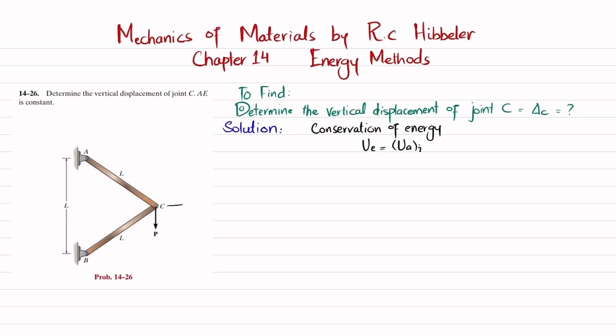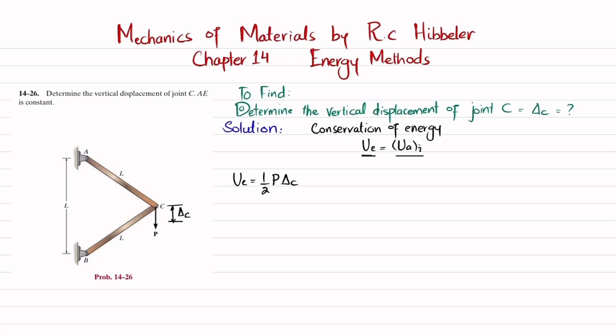So we know that due to this load, this joint C will move downward and it will cover this distance delta C. So due to this external load, we have strain energy due to external load, and that is equal to 1/2 P times this displacement delta C. And then we will find the strain energy due to axial loading, and as this external work is transferred to internal work, the strain energy due to external load will be equal to strain energy due to axial load. So we will use this equation.